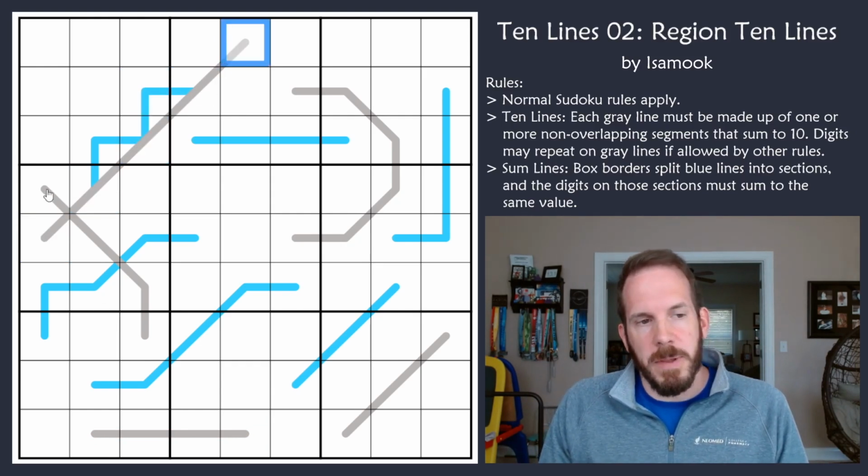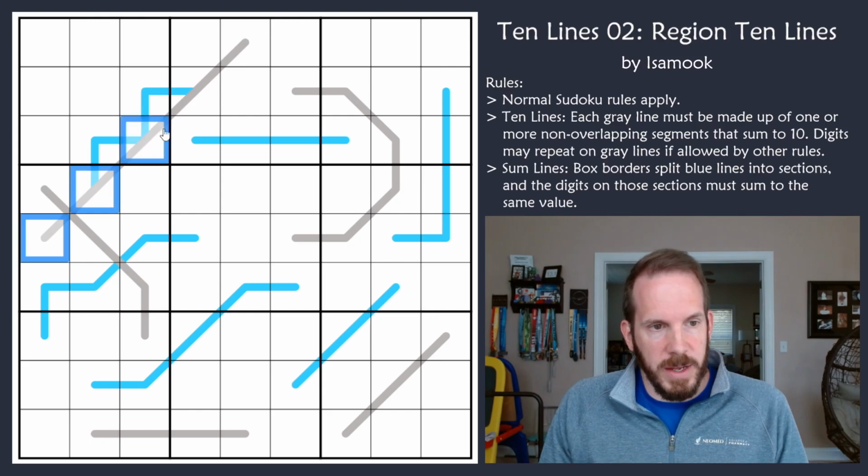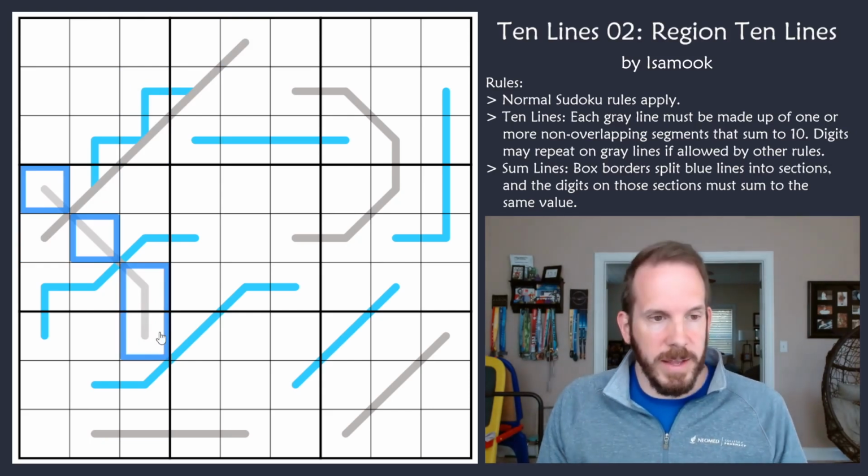And I'm meant to assume that this line is different than this line. It's not a branching line. These are just 2 different lines that intersect.